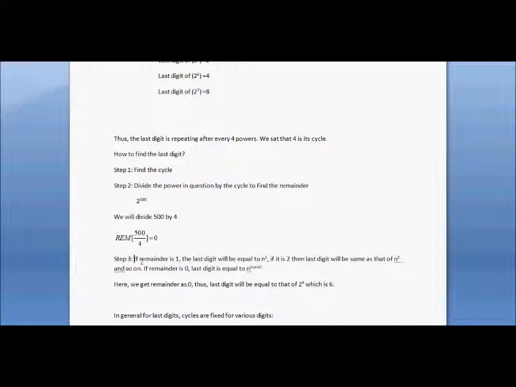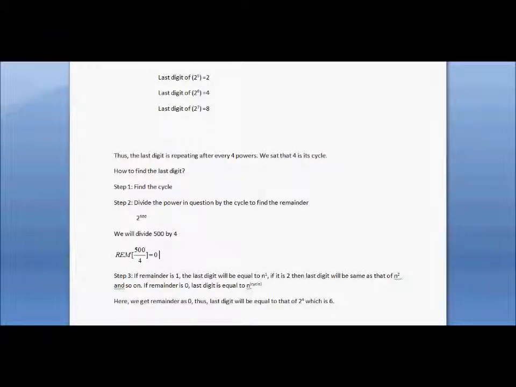Step 3. If the remainder is 1, the last digit would be equal to n raised to power 1. So if we had got a remainder which is 1, the last digit would be equal to 2 raised to power 1, which is 2. If the remainder was 2, we would have just checked the last digit of 2 raised to power 2, and that would be the answer. If the remainder was 3, the last digit would be the last digit of 2 raised to power 3, and so on and so forth.